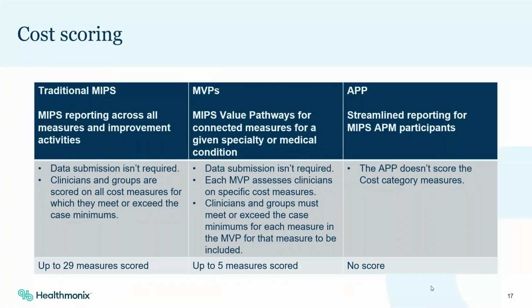So scoring here, you can see the traditional MIPS is the general way that you'd be attributed. This is what we showed out of the 30 points, and you could have any measures attributed based on what procedures CMS finds within your claims, versus if you take the MVP route, then your specific MVP will determine which cost measures can be attributed. So this is a way to possibly avoid measures where you might not score as high. And then for APP, there is no cost score.